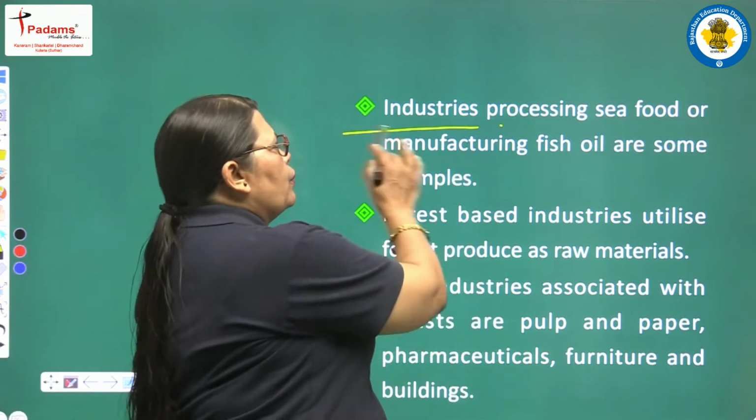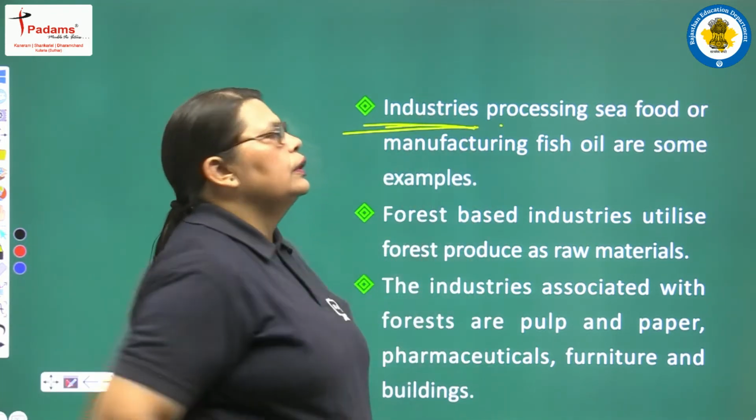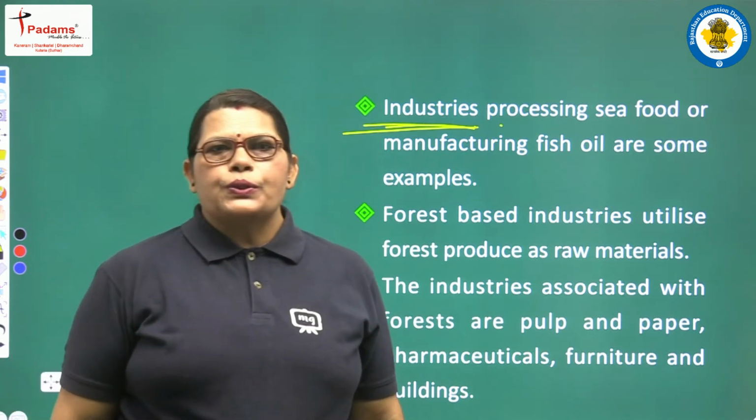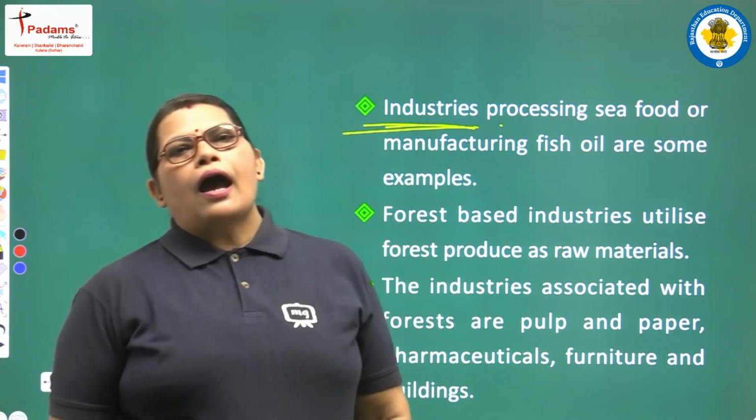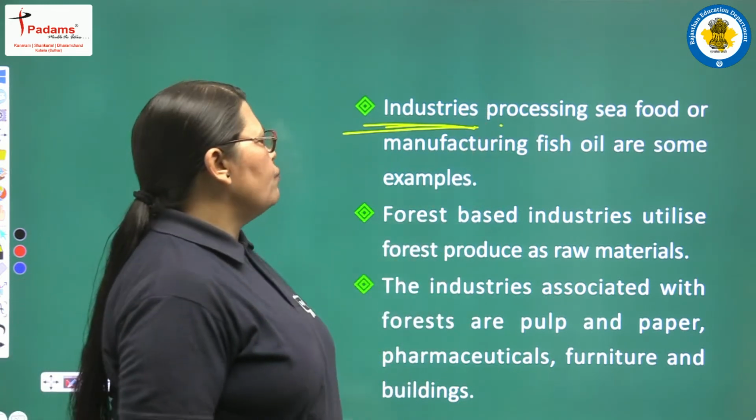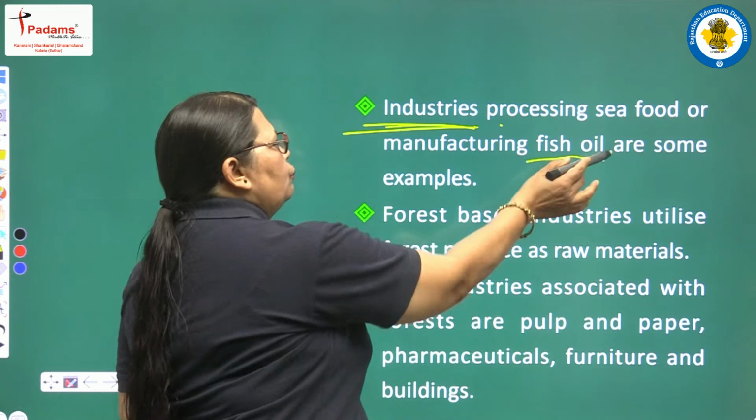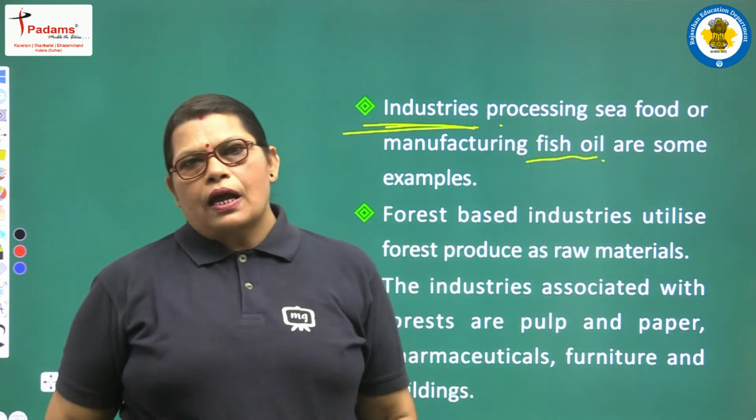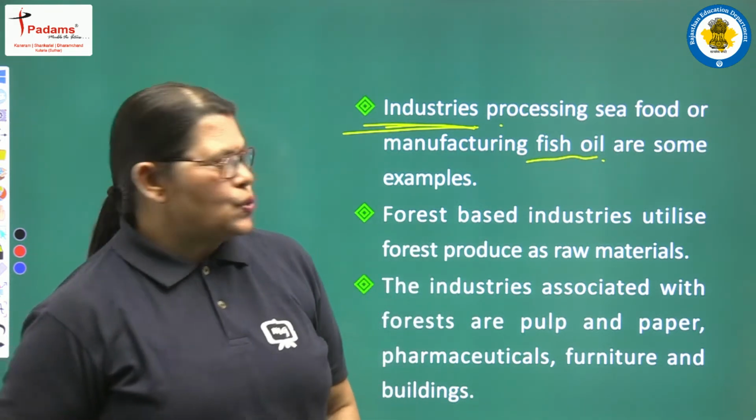Next we are talking about the industries processing seafood. आपने देखा बच्चों, आपने खाया भी होगा या आप में से कईयों ने खाया होगा, सबने नहीं खाया होगा. Seafood or manufacturing fish oil are some examples of marine based industries.